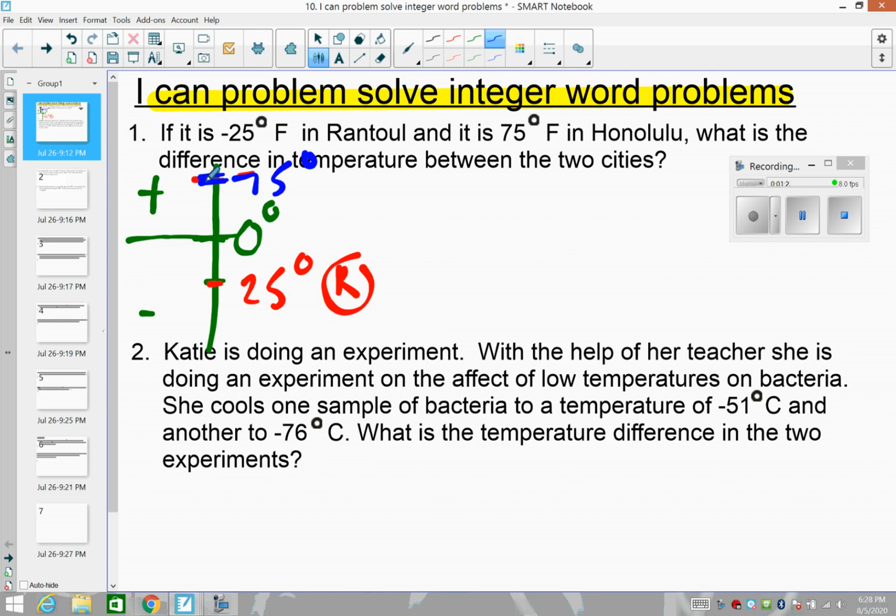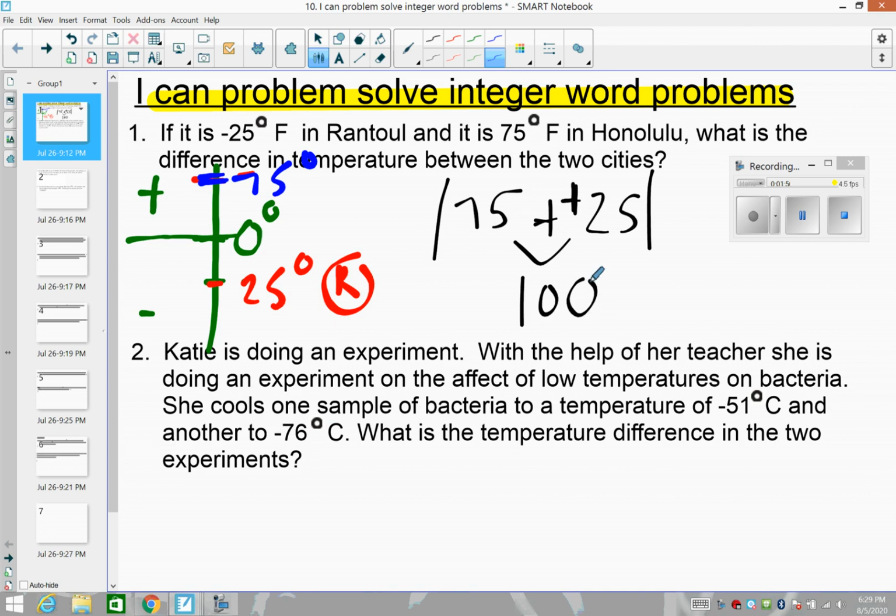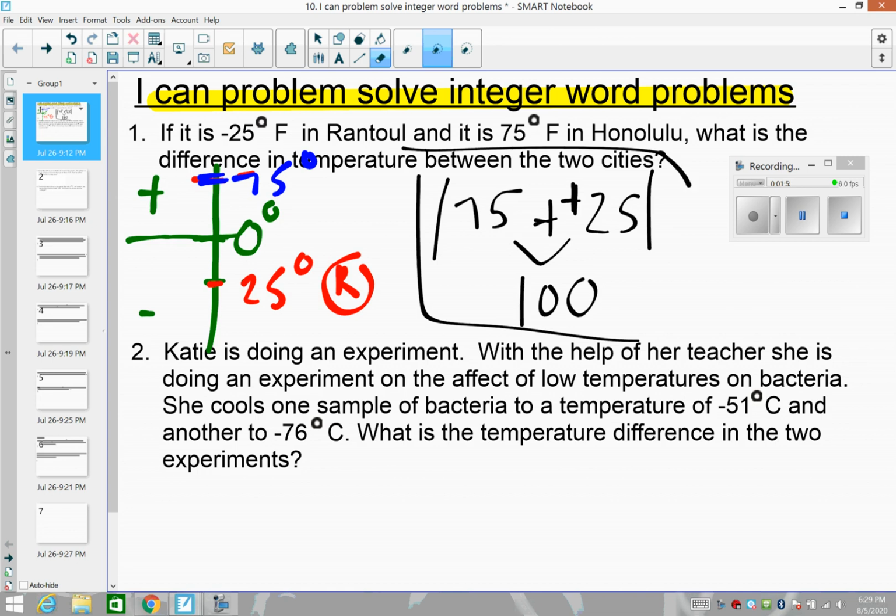And what most kids want to do is they want to think of it as, well, it's just 75 minus 25, but that's not true. The difference or the distance between these is an absolute value situation of 75 minus negative 25. The difference of that is really 100. It's 100 degrees difference between the two cities. So I'm going to show you another way of how I see that.